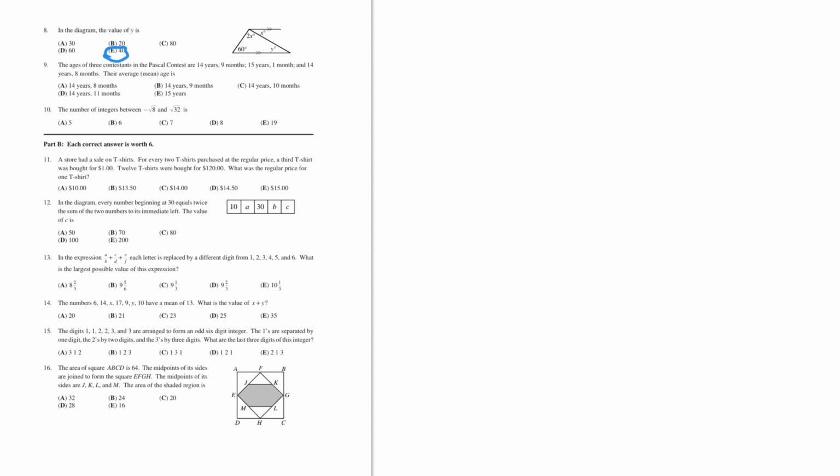Number 9. The ages of 3 contestants in the Pascal contest are 14 years 9 months, 15 years 1 month, and 14 years 8 months. This is an average. We know that's the sum of the numbers divided by the number of numbers. So the average of these 3 contestants is over 3.